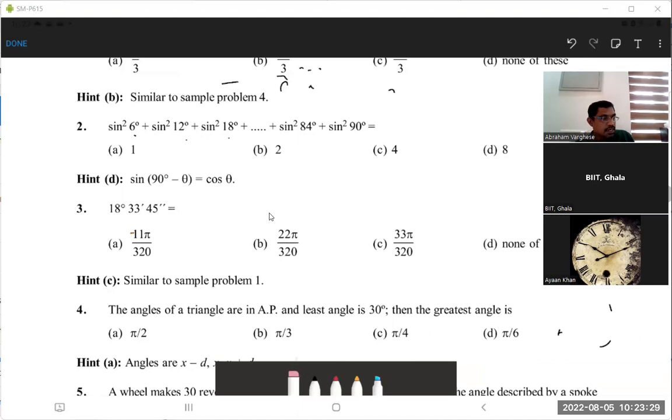Angles of a triangle are in AP. Arithmetic progression, we studied in 10th standard, you remember. Least angle is 30 degree. Then the greatest angle is dash. Better, one by one come near to the laptop and explain. I will call. Asta, can you come to the front and open the camera?